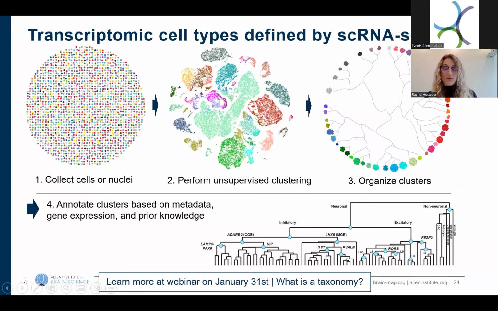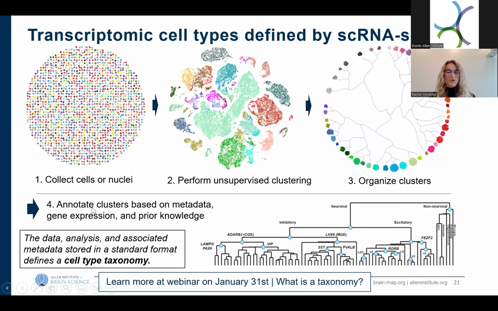And here we can see a dendrogram, which displays the ways that all of our cell types are related to each other. So at the top, we have neuronal cells on the left, and non-neuronal cells on the right. When we follow our neuronal cells down further, we see that they are split into inhibitory and excitatory cells. And our inhibitory cells are split into cells that are born in the caudal ganglionic eminence versus the medial ganglionic eminence. And then we are split further and further into different cell types.